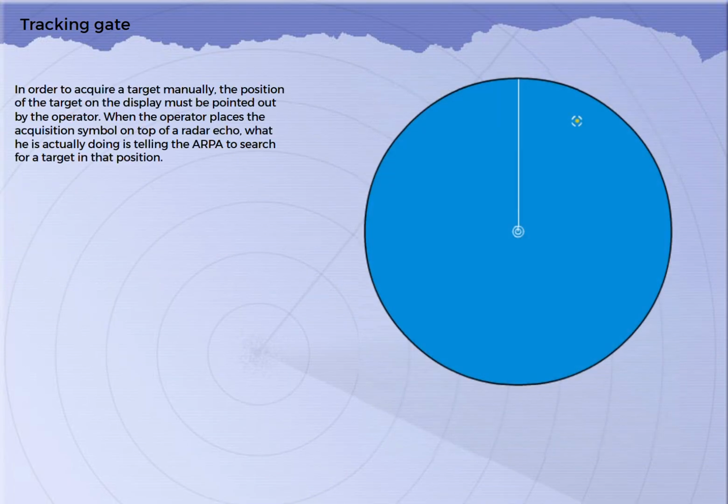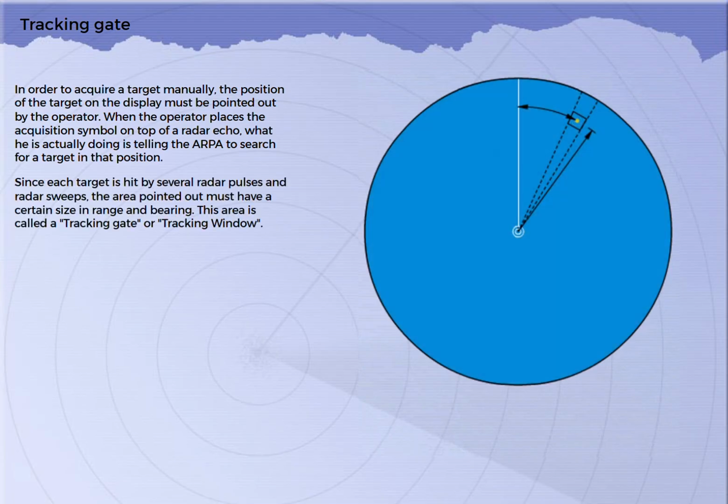In order to acquire a target manually, the position of the target on the display must be pointed out by the operator. When the operator places the acquisition symbol on top of a radar echo, what he is actually doing is telling the ARPA system to search for a target in that position. Since each target is hit by several radar pulses and radar sweeps, the area pointed out must have a certain size in range and bearing. This area is called a tracking gate or tracking window.